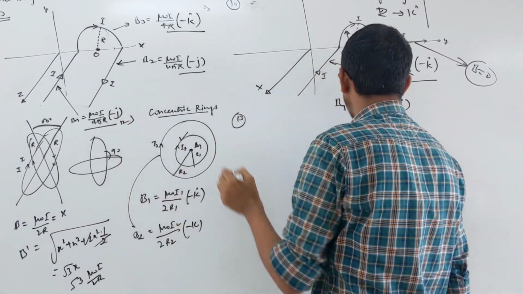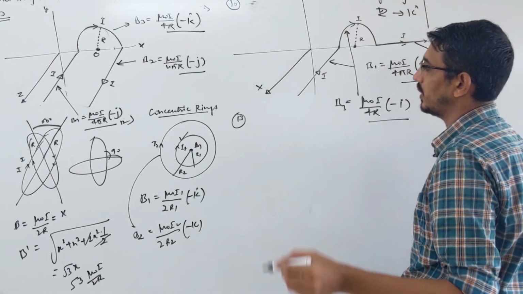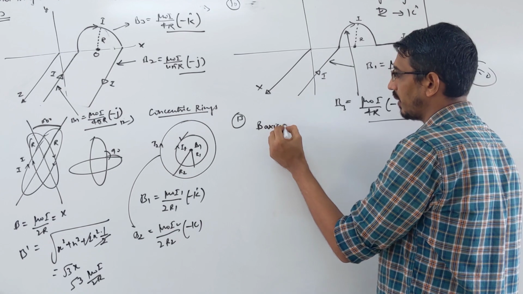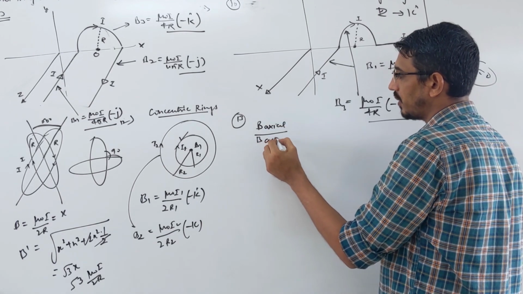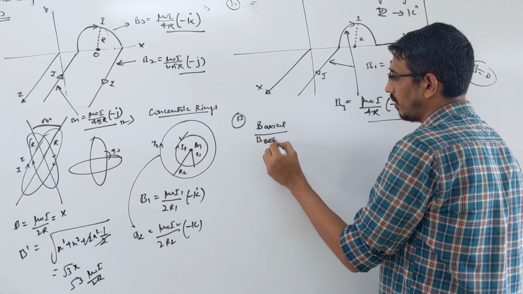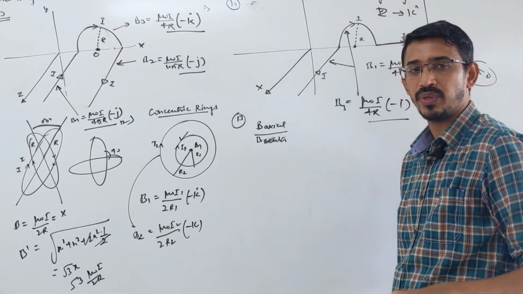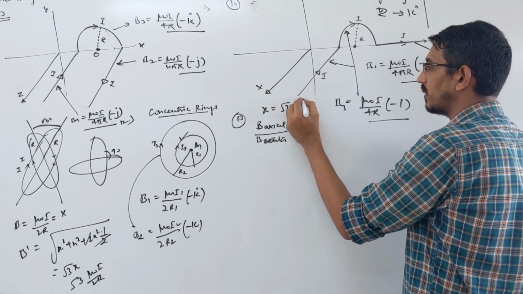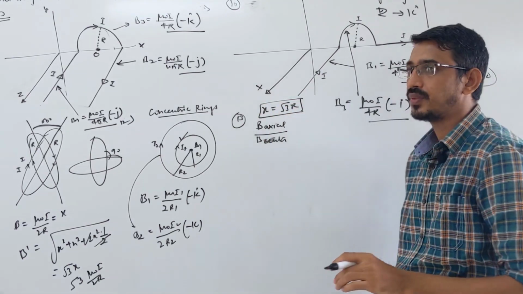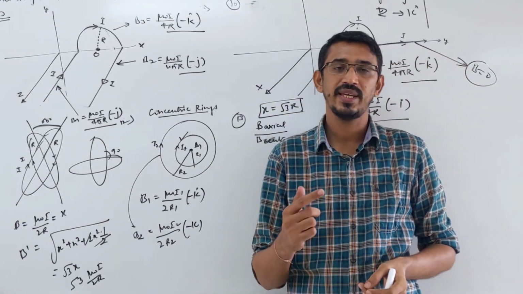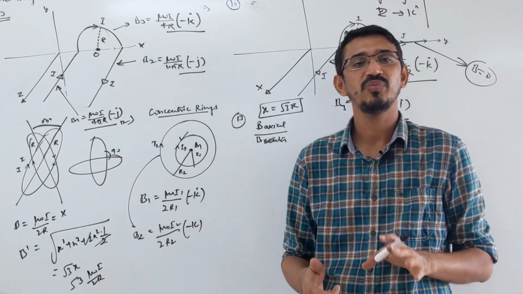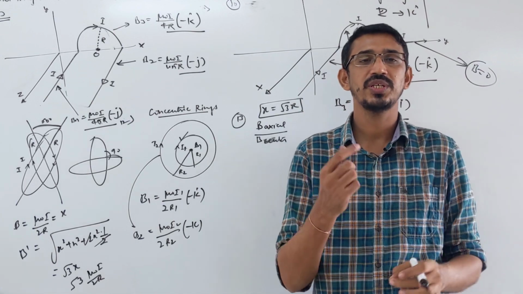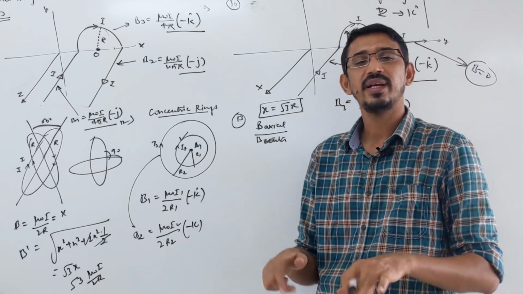Once a question was asked in this way: find the ratio of the field at an axial point to the field at the center of a ring. The field at the axial point and the distance were given, so x is equal to root 3 times r. They said there is a ring of radius r carrying current I. Then find the ratio of the magnetic field produced by this ring at the axial point, at a distance of root 3 times r, and at the center.